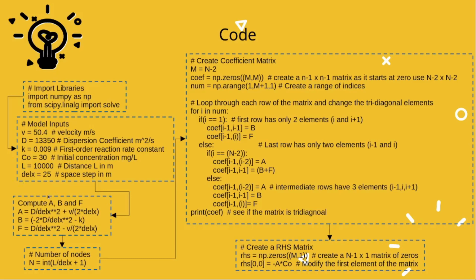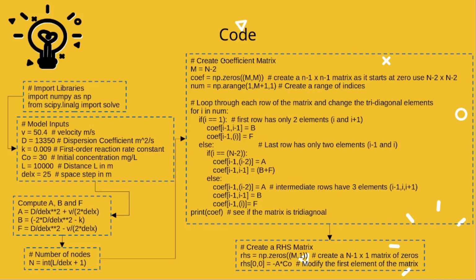Of course, you can change any of these numbers to see how your model reacts. And then the next thing I do is I take these values and calculate A, B, and F. And then the number of nodes is equal to the length divided by delta x. And this has to be an integer, so I convert that into an integer. Remember that for the number of nodes, you have a node at 0, which is why you get this here. Goes all the way.